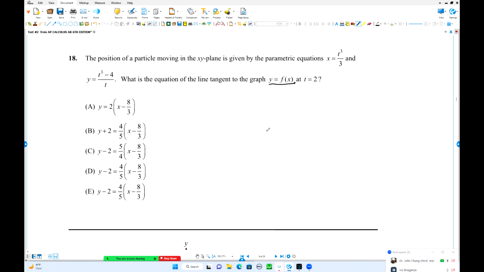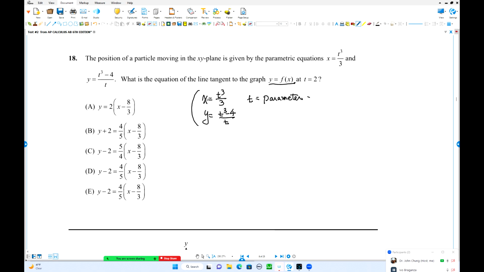At t equals 2. And we have a parametric equation, not x and y, okay? So x is a function of t cubed over 3, and y is also a function of t. So we can eliminate the parameter. This t is called what? Parameter.